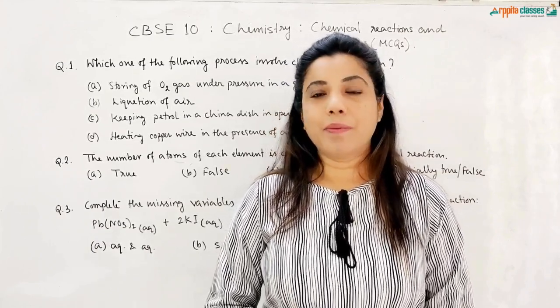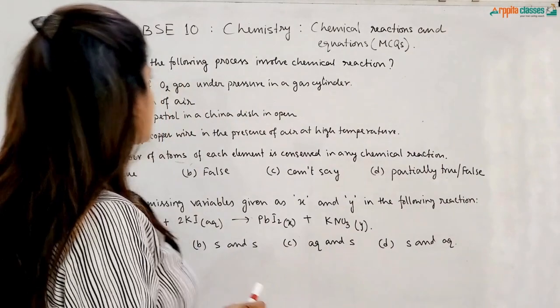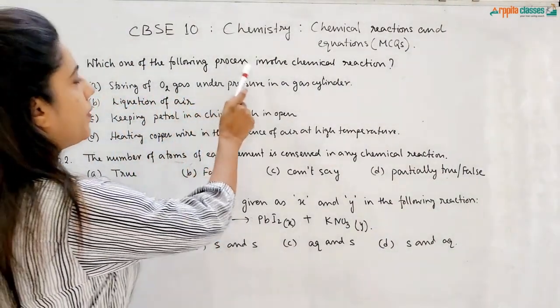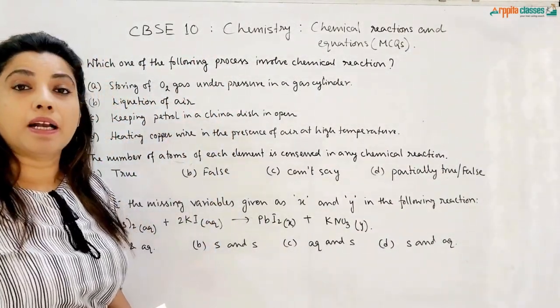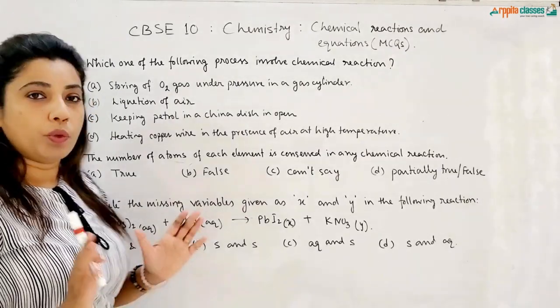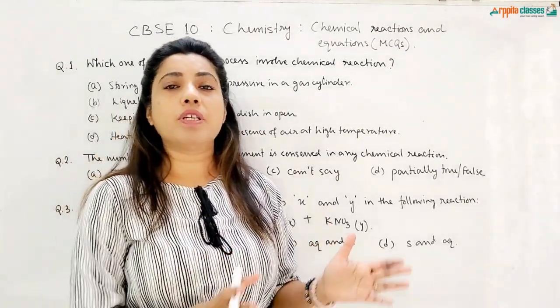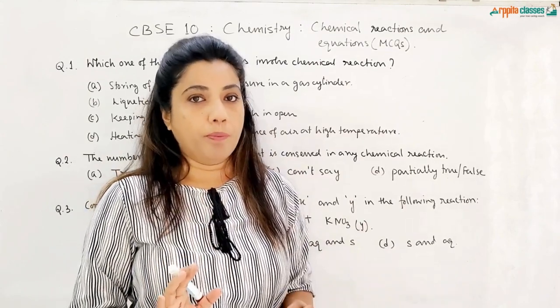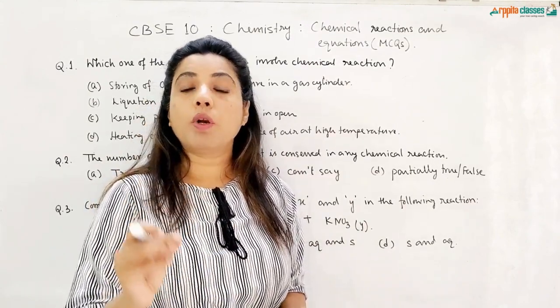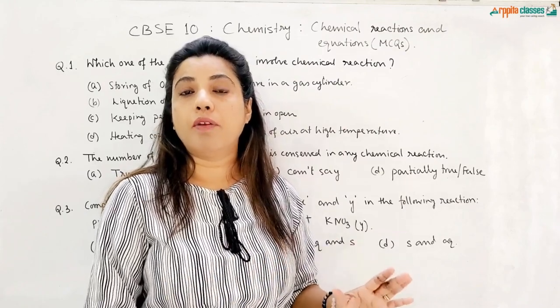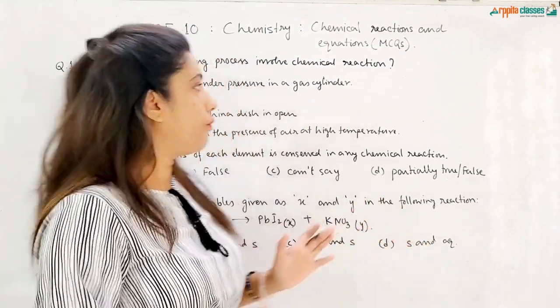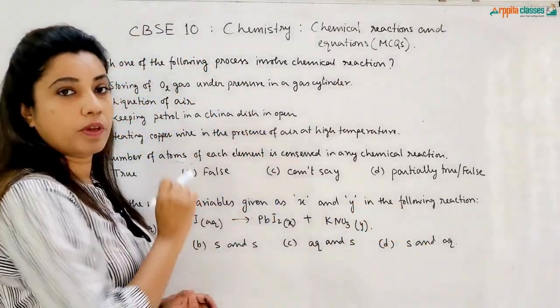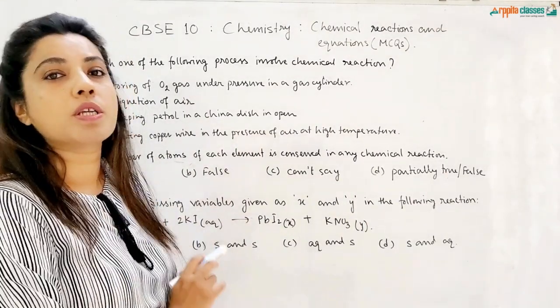Let's get started. The first question here is, which one of the following processes involves a chemical reaction? So you know that for any reaction to be a chemical reaction, a new compound should form, right? Whose molecular composition will be completely different from the reactants. So from these 4 options, we have to find out where the new substance is formed.